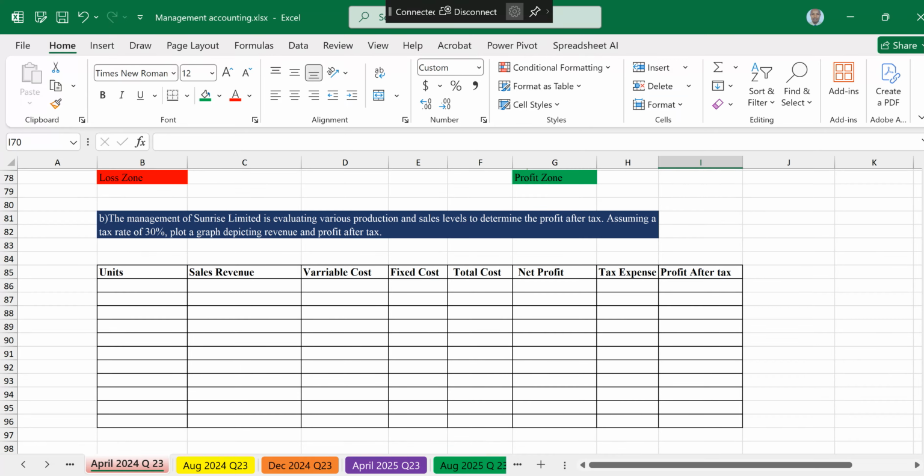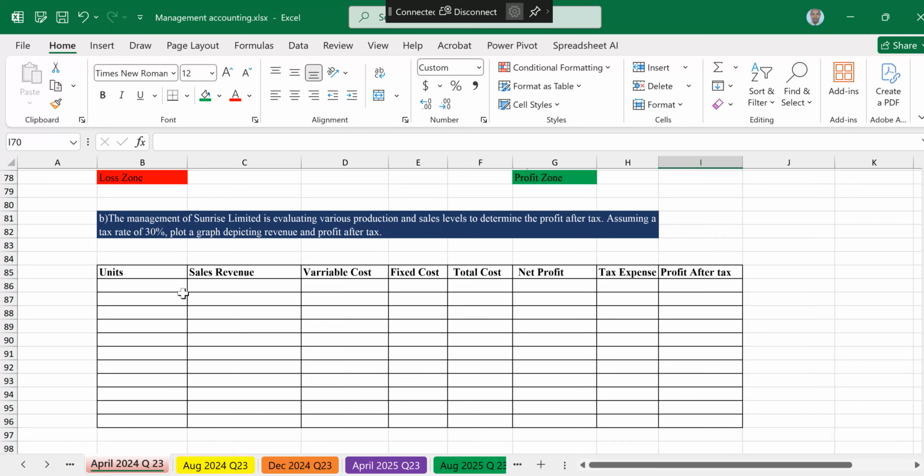The management of Sunrise Limited is evaluating various production and sales levels to determine the profit after tax. Assuming a tax rate of 30%, plot a graph depicting revenue and profit after tax. They want revenue and profit after tax.